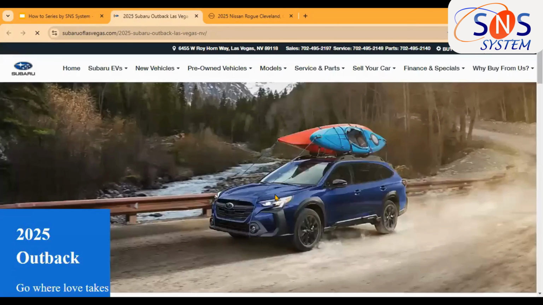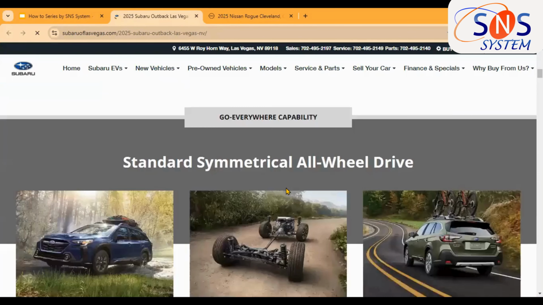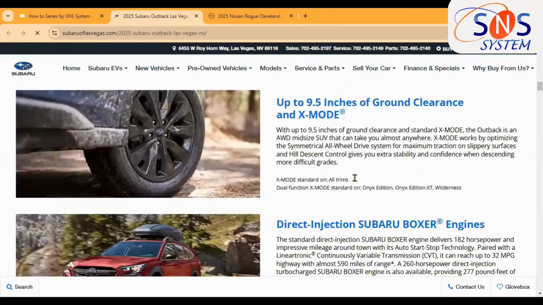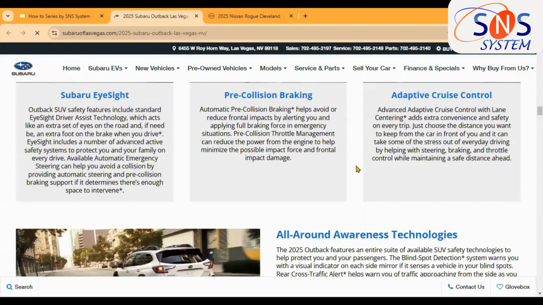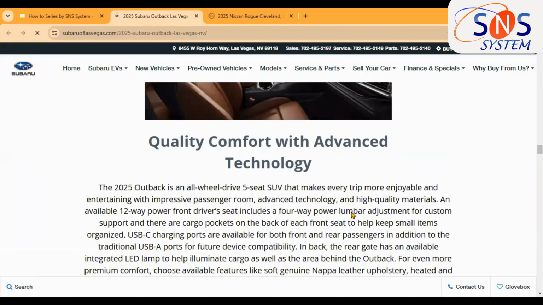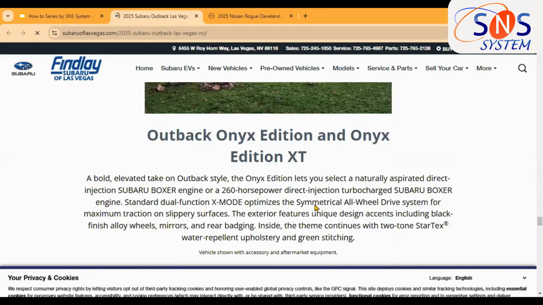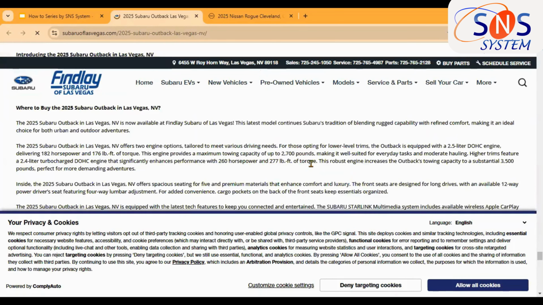This is another example of a compliant page by Subaru. So you can see here the colors used, the blue color that is used is approved by the manufacturer. There are legal disclaimers at the end of the page.